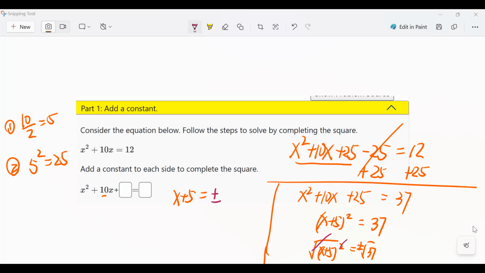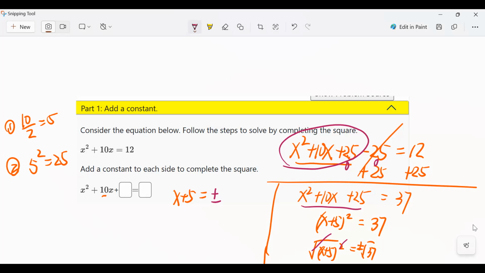So I'll explain from the beginning. First of all, we take half of 10, get 5, and then we square the 5, we get 25. And go back here, so we add 25 and subtract 25. However, we're only going to keep those three terms on the left, which is the perfect square. So adding 25 on both sides of the equation, we cancel that and get 37 on the right hand side. On the left hand side, this is a perfect square: x plus 5 squared equals 37.